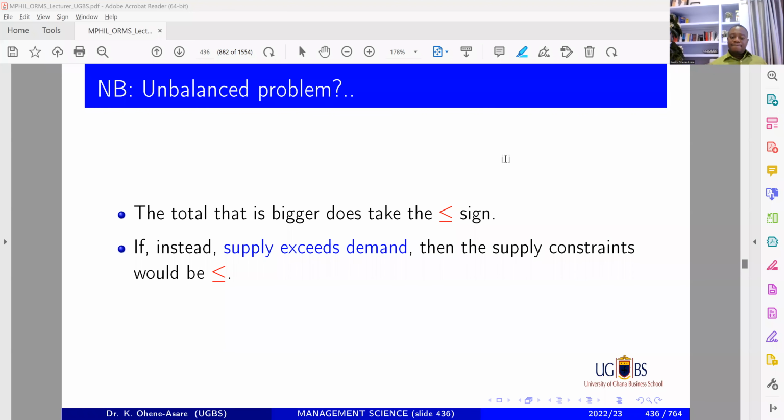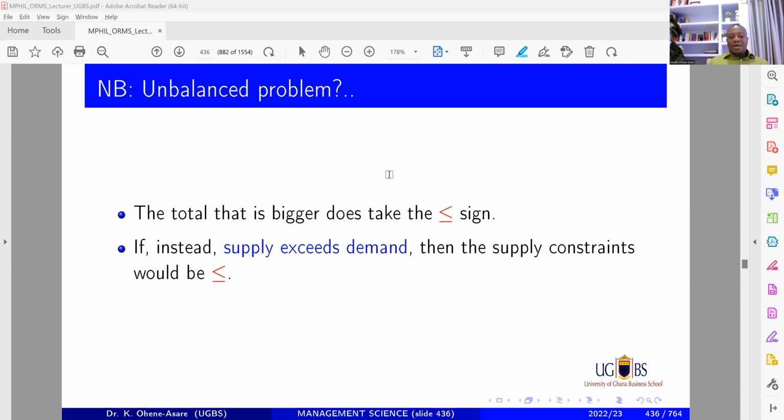Okay, please, sorry. For the unbalanced equation, could there be a point where supply is rather more than the demand side? Yes, and I gave that example. If supply is more than the demand, then the supply will have the less than or equal to. Okay, so sometimes when you ask questions, it would be nice to keep your mute on, so that when I finish, you can confirm that you understand before you mute yourself.